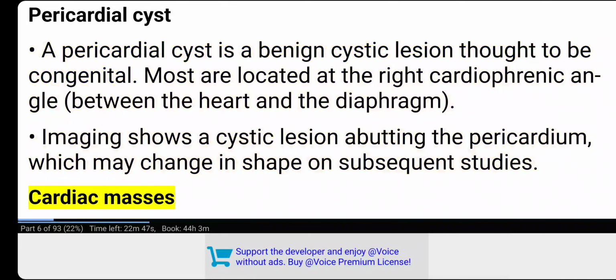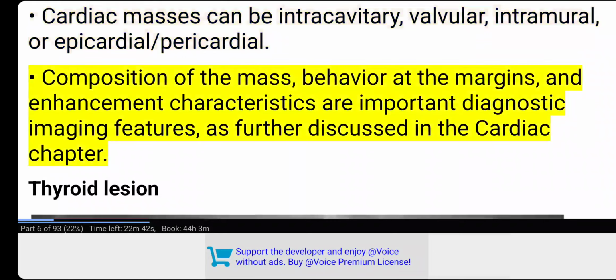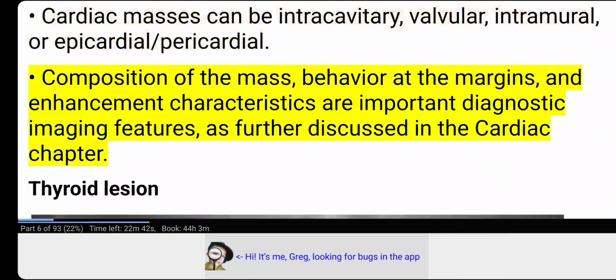Cardiac masses. Cardiac masses can be intracavitary, valvular, intramural, or epicardial/pericardial. Composition of the mass, behavior at the margins, and enhancement characteristics are important diagnostic imaging features, as further discussed in the cardiac chapter. Thyroid lesion.